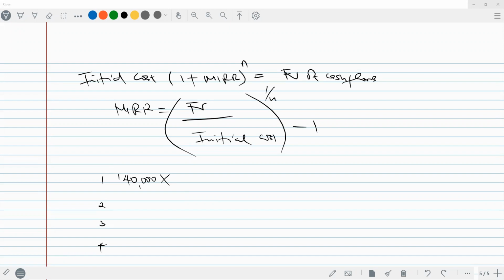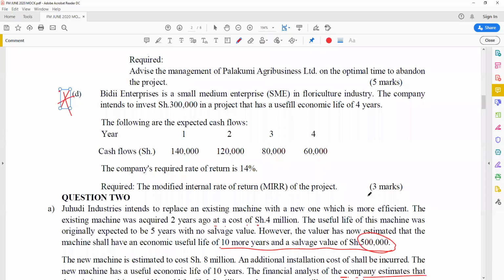Okay, so we grow it. I hope we are all on. So you're going to grow this at the company cost of capital of 14%. Okay, so we grow 140. Don't forget the future value is at year 4. The project comes right in year 4.